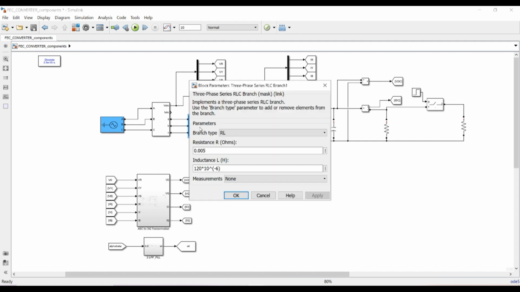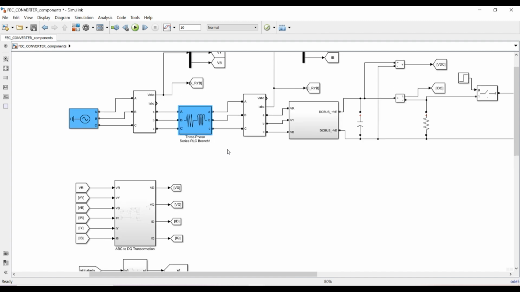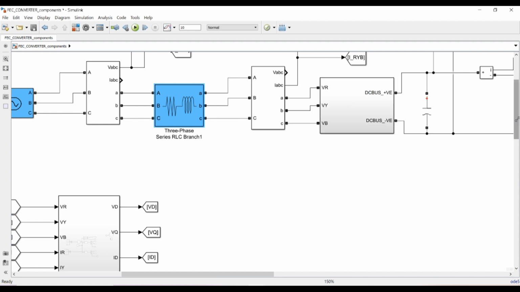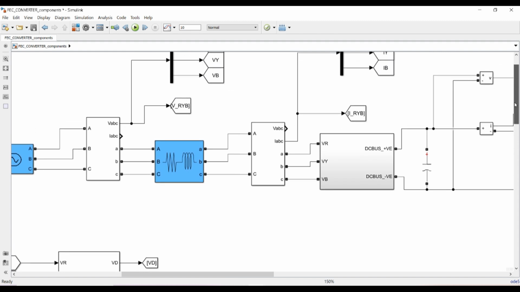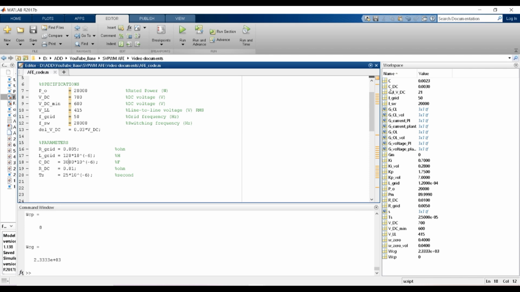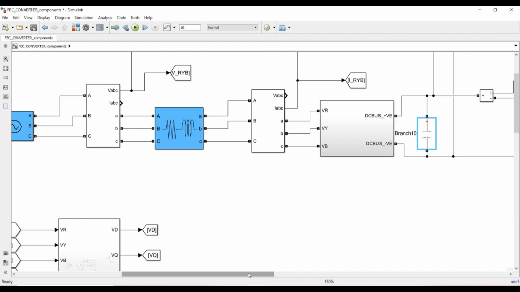So here this is the RL. So I will be placing here R grid. This is R grid, and here I will be placing L grid, and here nothing to change except this one. So here I will be placing it as CDC. Why CDC? Because here my capacitance value is stored in C underscore DC. So C underscore DC. So this is okay.